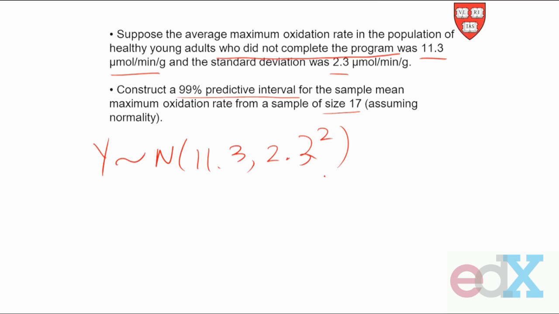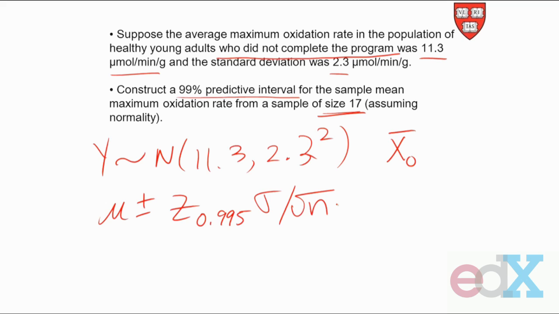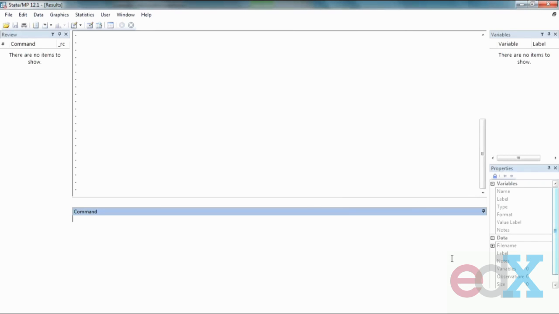Recall that if you want to construct a predictive interval for, let's call this x bar 0, from a sample of size 17, a predictive interval looks like mu plus or minus the z cutoff, where 99.5% of the mass of the normal distribution is in the lower tail, times sigma over the square root of n. Now open up Stata and we'll work through that calculation together.